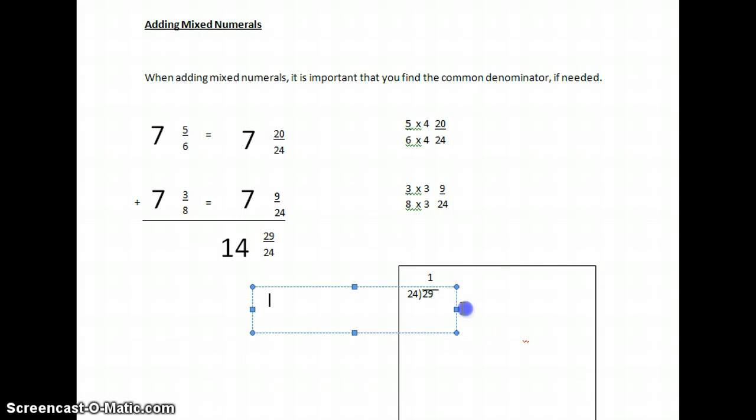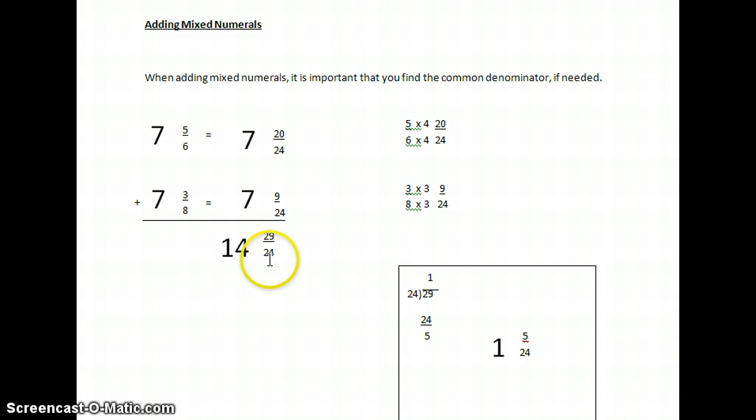1 times 24 is my 24. Let's have it show up. 24. Subtract them, and I get 5. And I stop at that point. Now, changing this into mixed numeral form, my answer will be 1. The whole number is what you have up here. The numerator is going to be my remainder, which is a 5. And then my divisor, 24, is my denominator, 24.